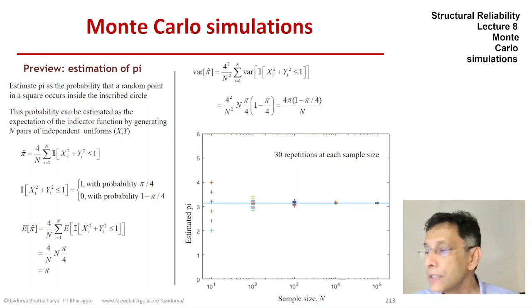When the sample size increases to 100, you can see the scatter reduce significantly and assume values around the true value of pi, which is 3.1415, and so on. And as the sample size increases, the scatter indeed comes down. You can see for 1,000, for 10,000, and when it's about 100,000, all the 30 values of the estimated pi are quite close to the true value, which is also the mean in this case.